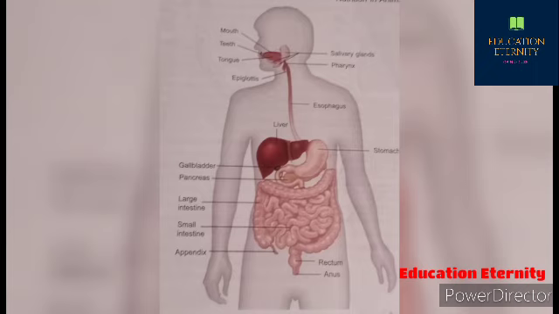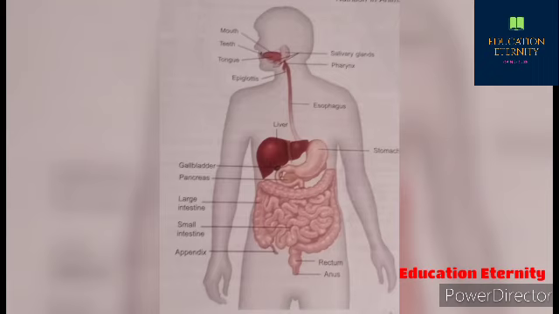Now the next one is the small intestine. From the stomach, partially digested food transfers to the small intestine. The small intestine is the longest part of the digestive system. It is about 20 feet or 7 meters long in an adult human. It is a highly coiled tube, and it consists of 3 parts. The first is the duodenum, the second is the jejunum, and the third is the ileum.